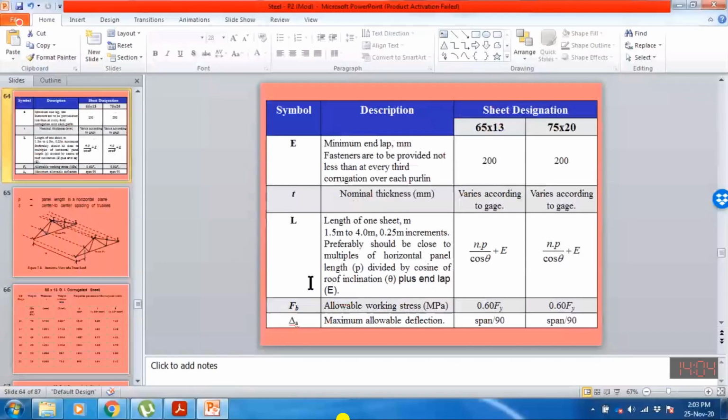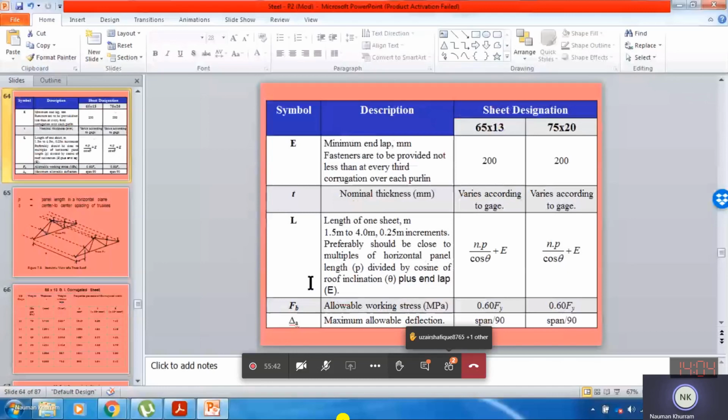At the moment, if you have any question regarding this design of the roofing system, you can ask me. Anybody having a question, please raise the hand option. Yes, Mubin Hussain, please ask the question.